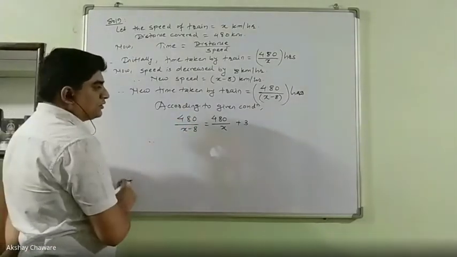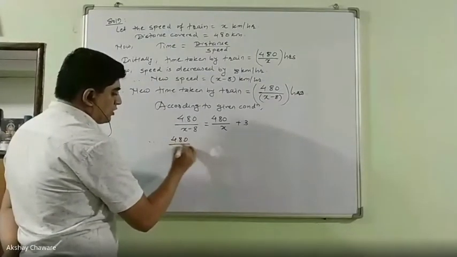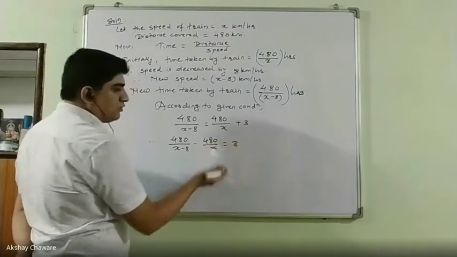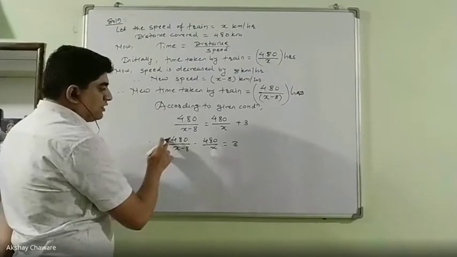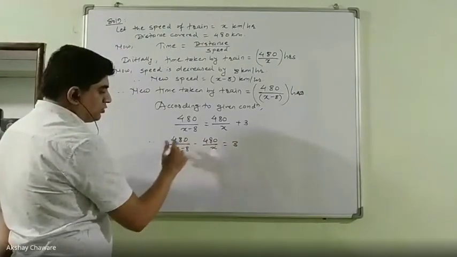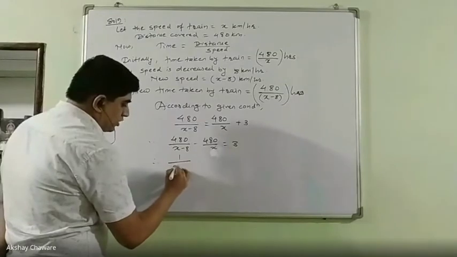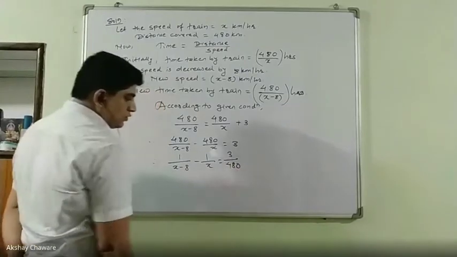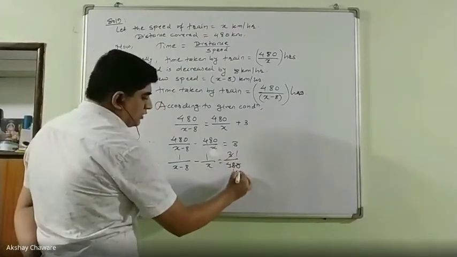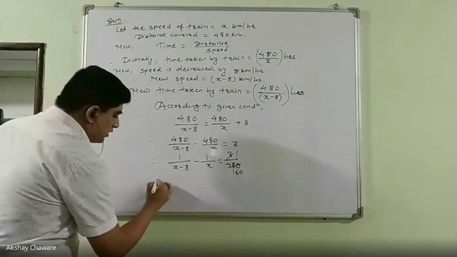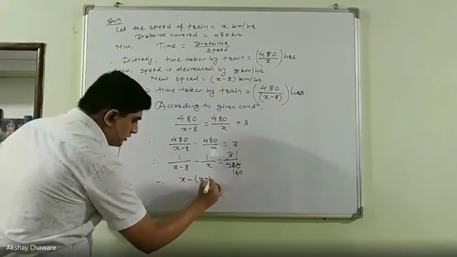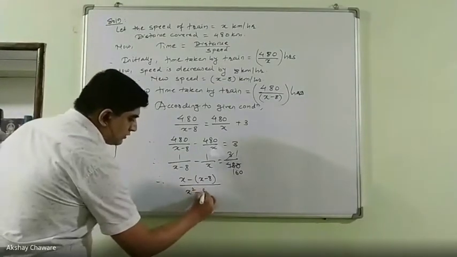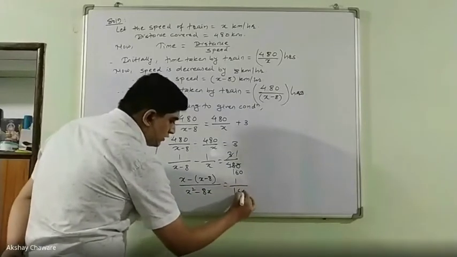After solving this, 480 upon x minus 8, minus 480 upon x, is equal to 3, variable terms on one side. Then we will divide this whole equation by 480 because the numerator is much greater. So 1 upon x minus 8 minus 1 upon x is equal to 3 upon 480. Now 3 sixteens are 48. Then cross multiplication: x minus (x minus 8) upon x into x minus 8, that is x square minus 8x, is equal to 1 upon 160.